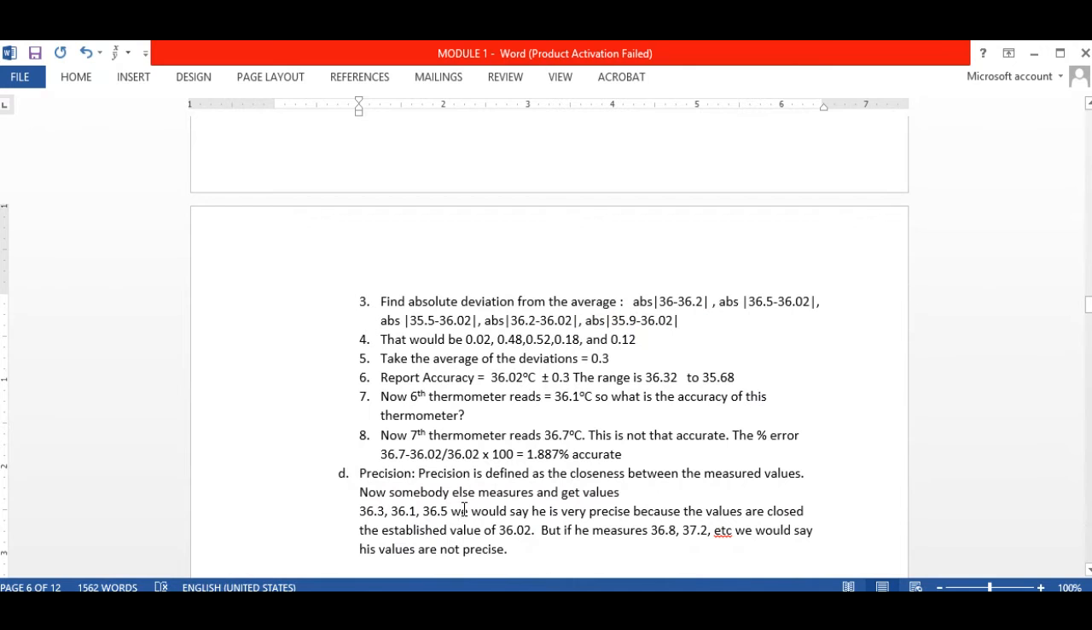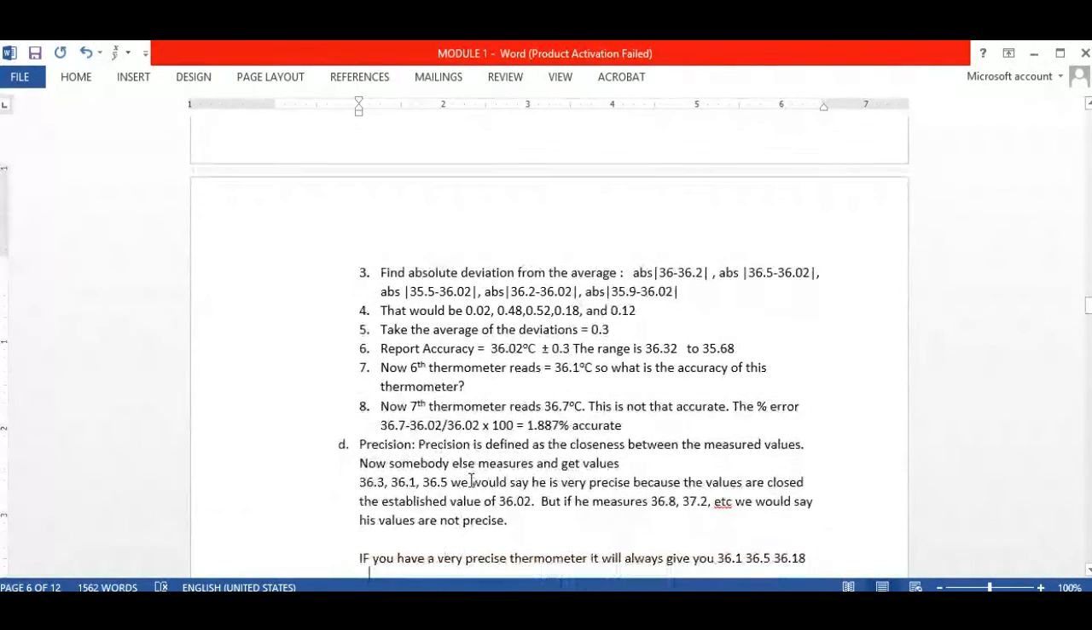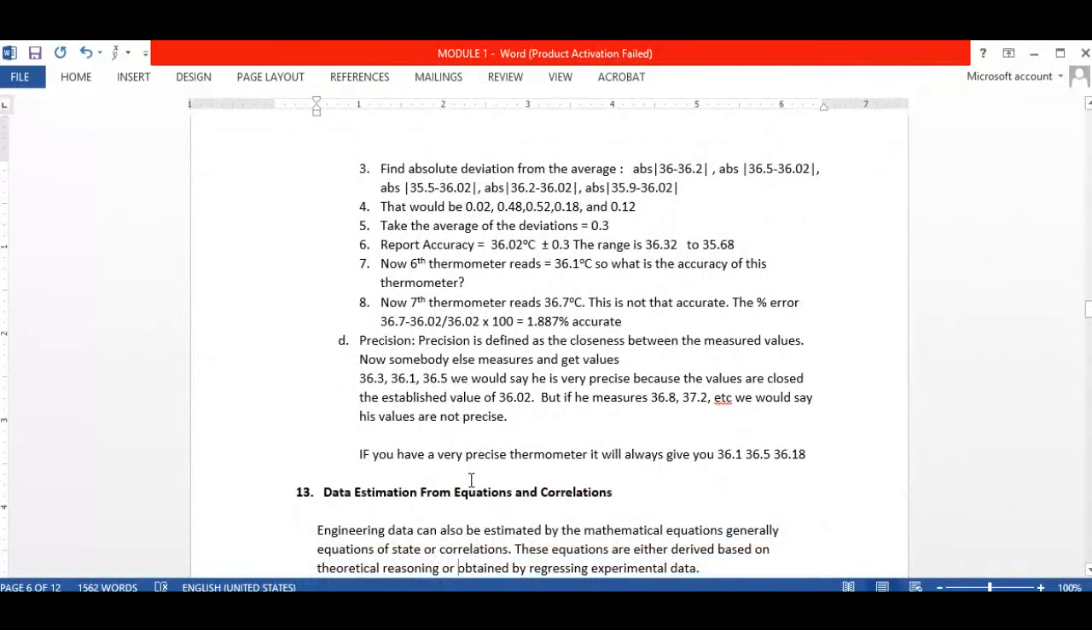Now, what is precision? We are talking about data here. Don't forget that. As an engineer, first of all, you should know the source of the data you are getting. Secondly, you have to know the reliability of the data. To check the reliability, you have to know the accuracy and the precision. Precision is defined as the closeness between the measured values.